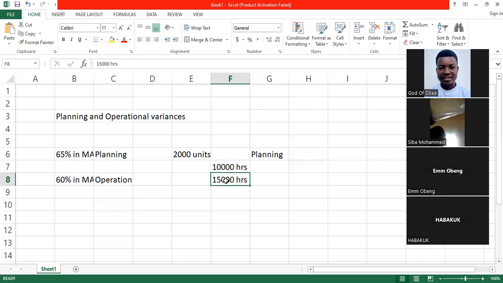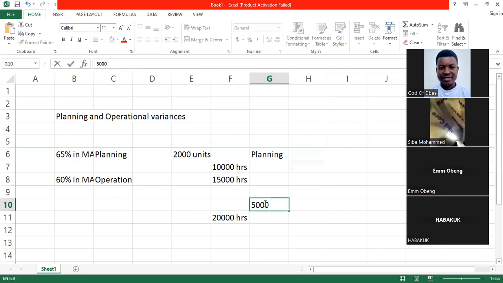The planning variances. After the labor hours have been revised to 15,000, we have now realized that at the end of the production level, people have used 20,000 labor hours. This 20,000 labor hours has been used at the operational level, on the actual production, and actual production takes place in the operational level. So after we revise the labor hours to 15,000, they have still used 20,000 as the actual labor hours used. We are still getting a difference of 5,000. This 5,000 is what we call the operational variance in labor hours.